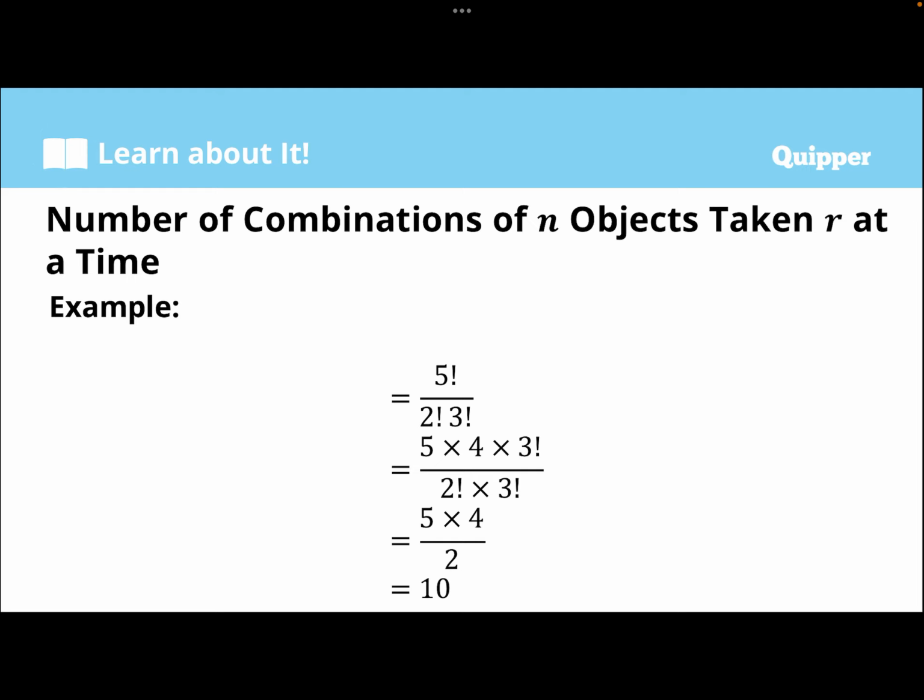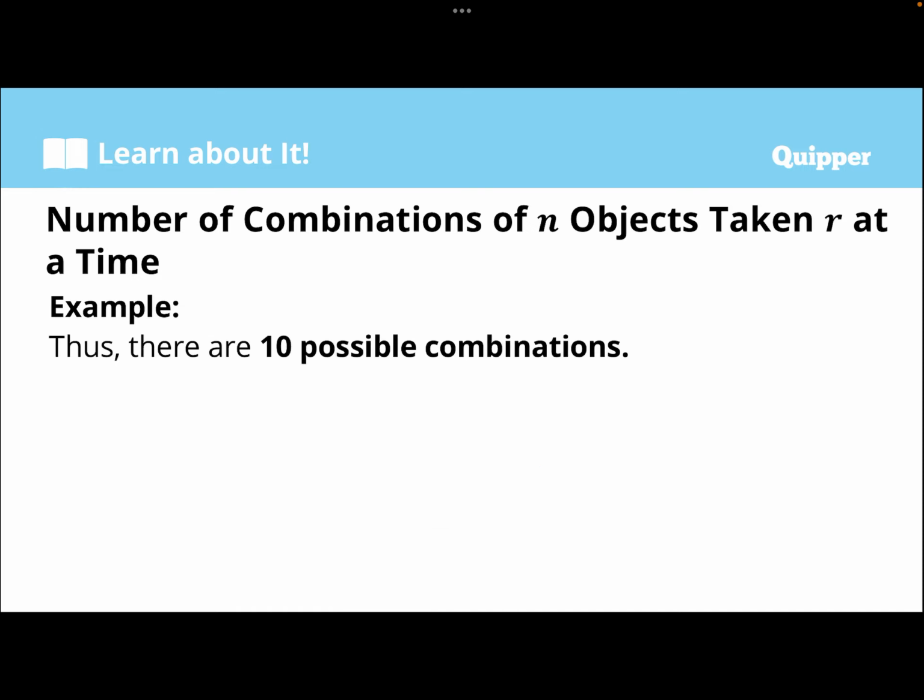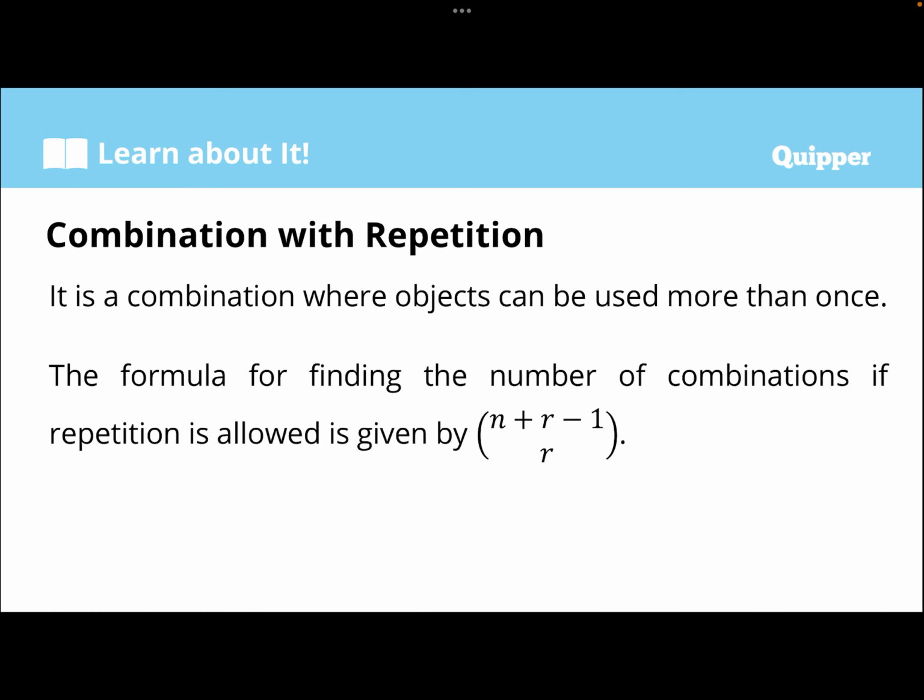Kasi in our denominator, ang malaking given na factorial ay 3 factorial. So that we can cancel it, lumit yung value. So 3 factorial, 3 factorial, cancel natin siya. 5 times 4, and then divided by 2. So 5 times 4, that is 20, divided by 2, 10. Okay? So the answer here is 10. So there are 10 possible combinations.